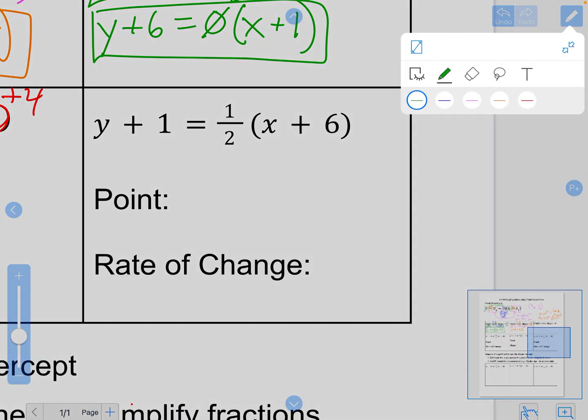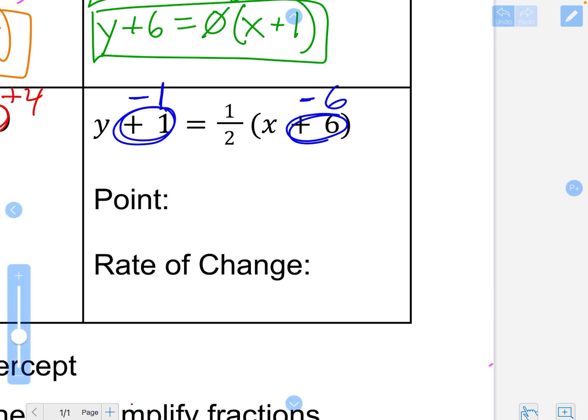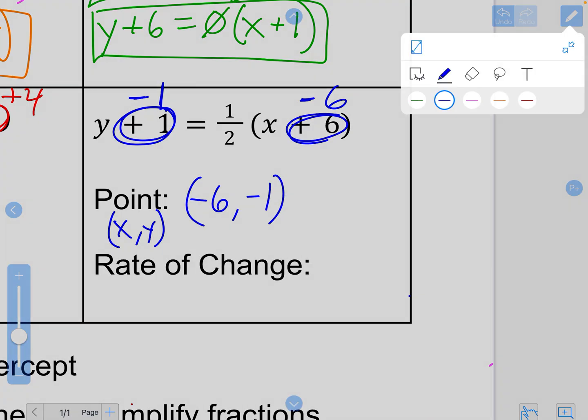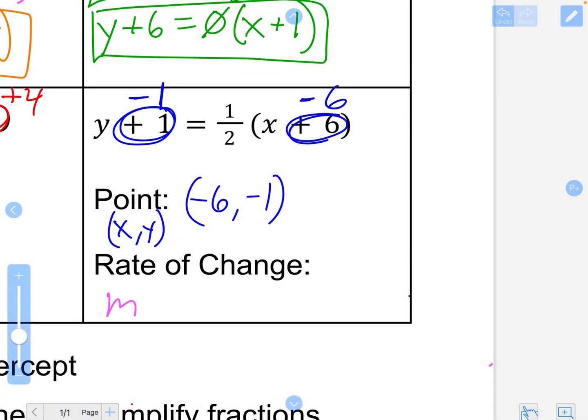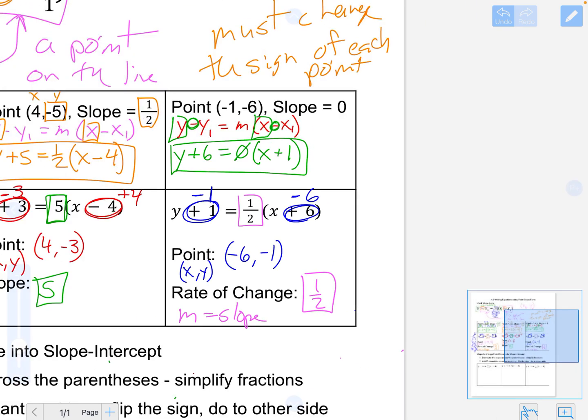All right, one more time. We've got to change the signs on our point. So my y point becomes negative and my x point becomes negative. So x comma y, so it's going to be -6 comma -1. Again, our rate of change is our m, which is our slope. And in this equation, our slope is a positive 1/2. And so that's just a real quick explainer on what point slope is.